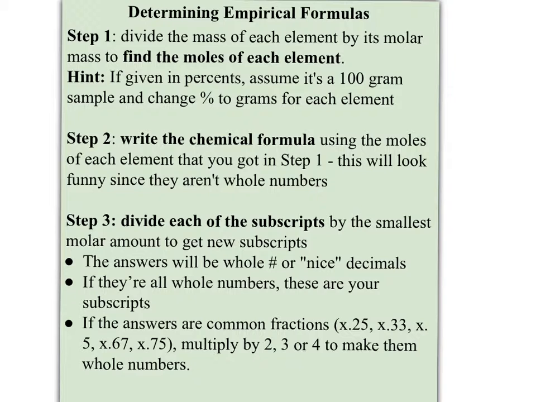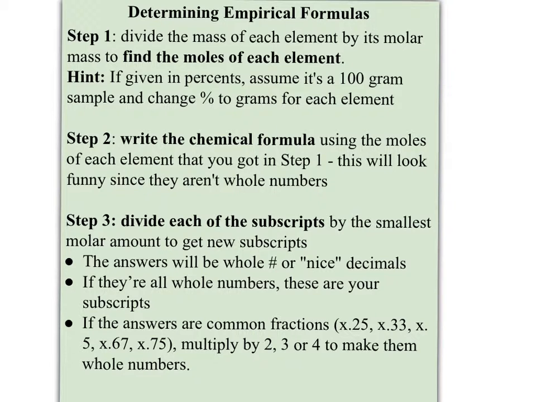Step 2, write the chemical formula using the moles of each element that you got in step 1. Now this is going to look funny because these are probably going to be decimals, so round to 3 decimals and go with it. Then step 3, divide each of the subscripts in your silly formula from step 2 by the smallest ratio you got, by the smallest molar amount that you got. And this will give you new subscripts. And hopefully your answers will all be whole numbers, or you'll have nice decimals.